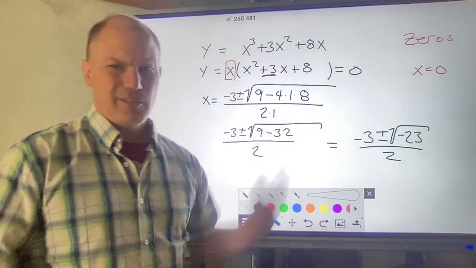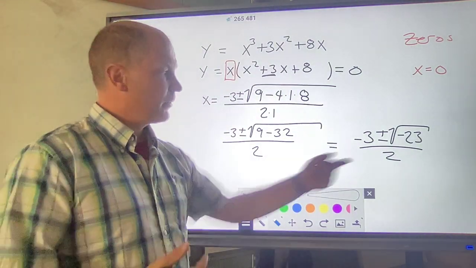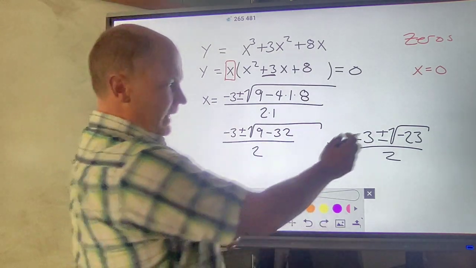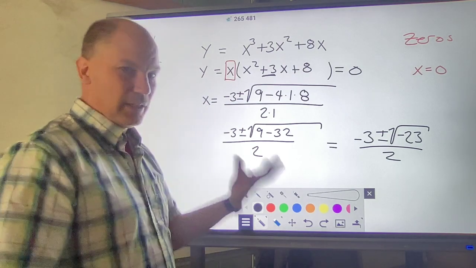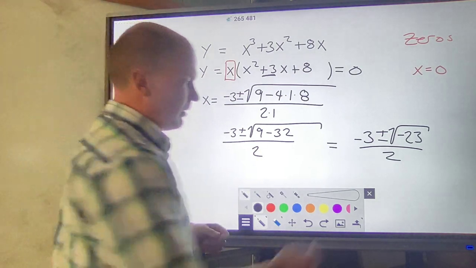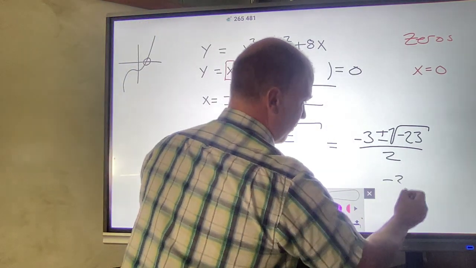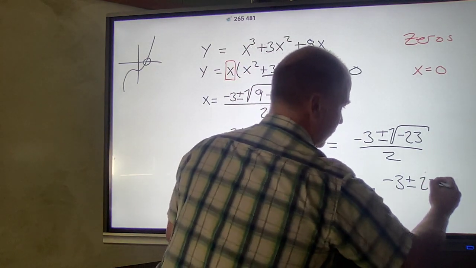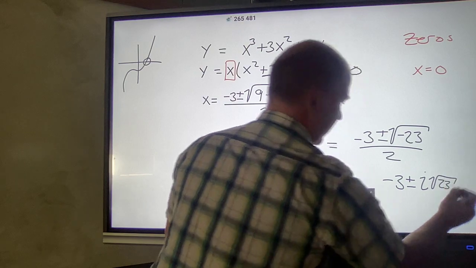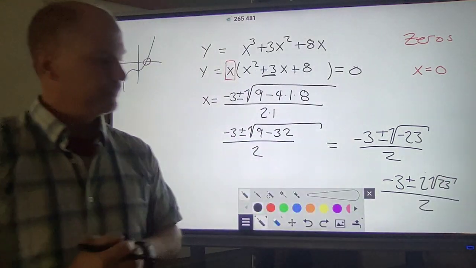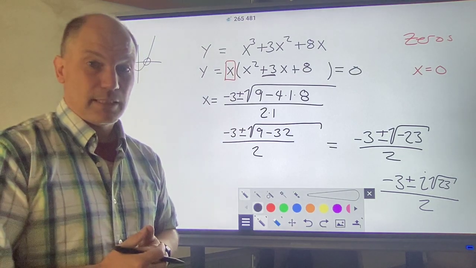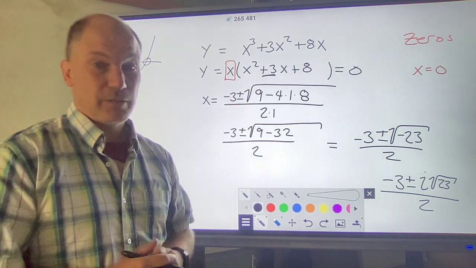And what I notice is negative 23, well, 23 is prime, so I can't simplify that. I can't do anything with it, but I can take out the negative sign and realize that my two roots are complex. So I'm going to get negative 3 plus or minus i root 23, over 2. All right, that's how you do that stuff. You have to be able to factor it one way or another.